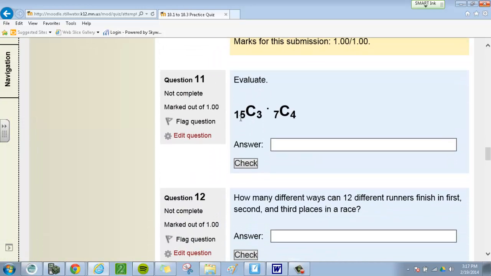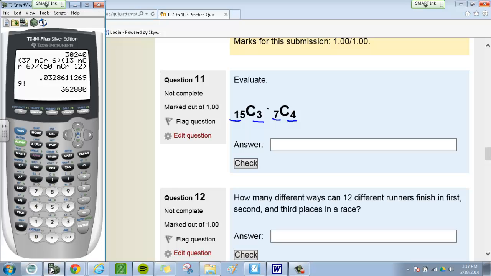Nice. Okay, evaluate these. Some of you maybe haven't seen these before, but you kind of need a calculator to do this one. What this is saying is if you have 15 things and you're choosing 3, how many different ways can you do this? And if you have 7 things and you're choosing 4, how many different ways can you do this? This is just a calculator problem, really.